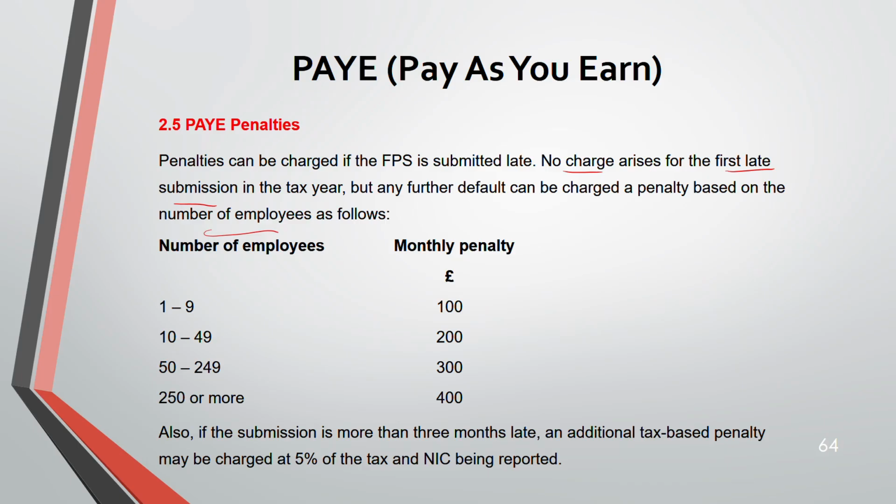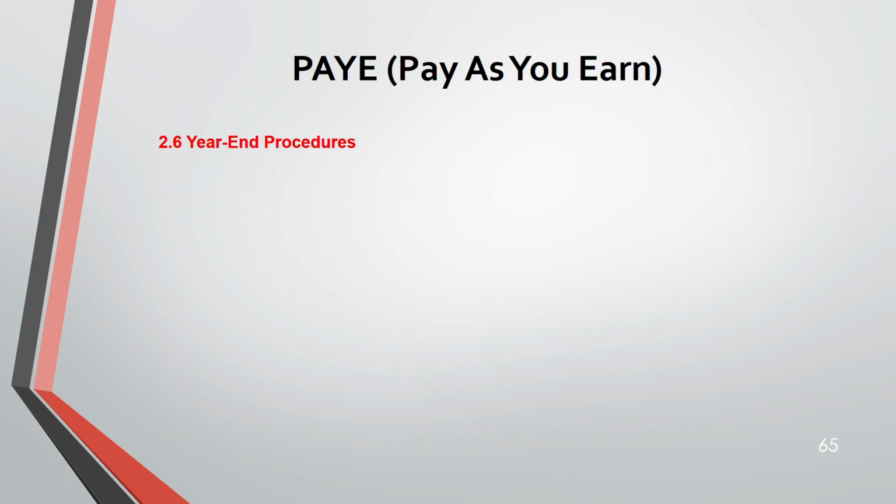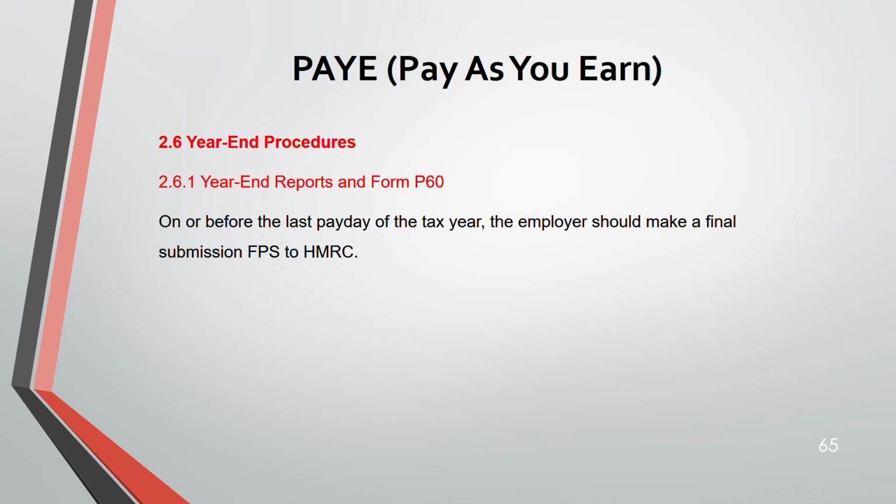Also, if the submission is more than 3 months late, then there is an additional tax-based penalty. This will be charged at 5% on your tax and NIC, in addition to these monthly penalties. Year-end procedure. So these are your year-end reports and form P60. You need this information for MCQs, by the way.